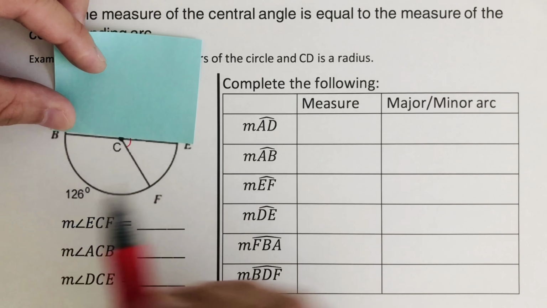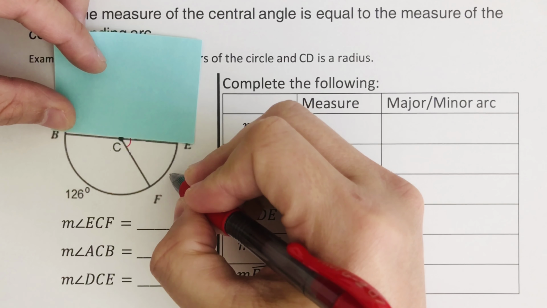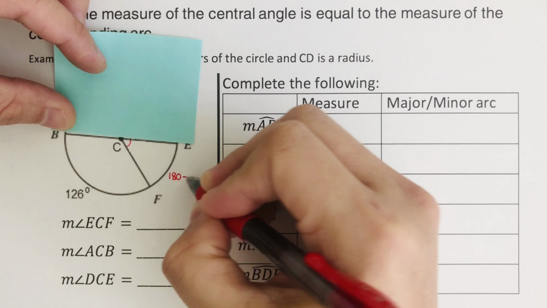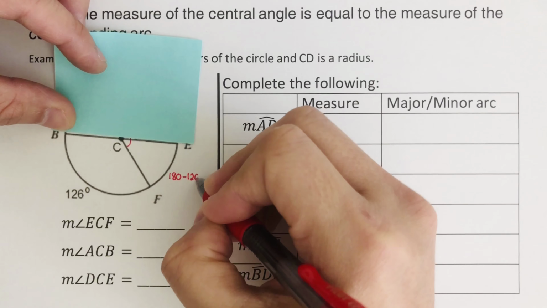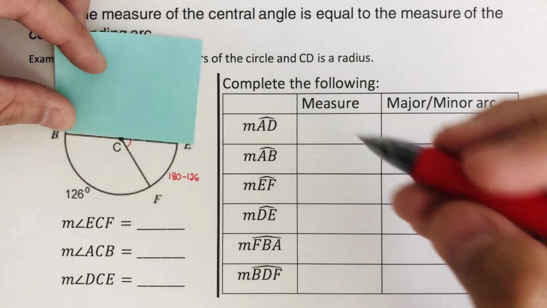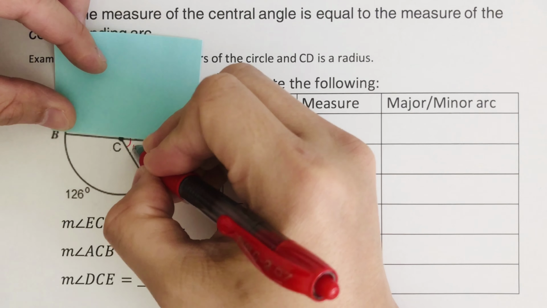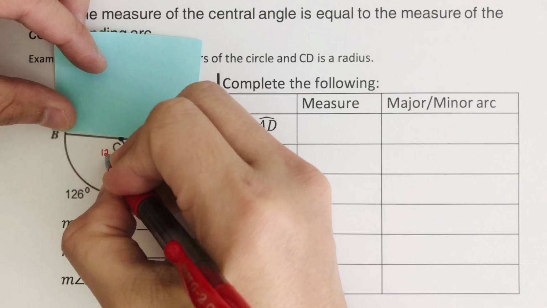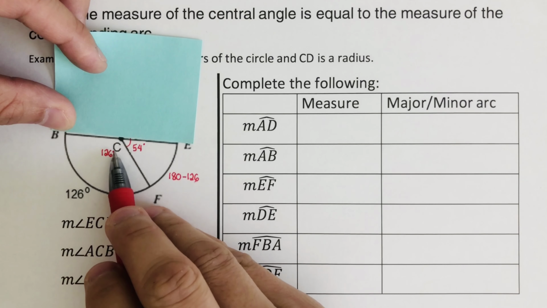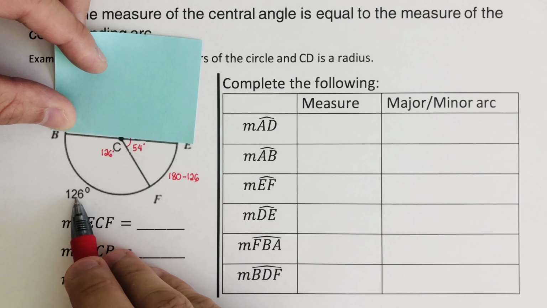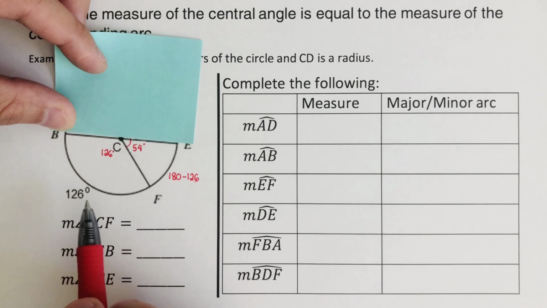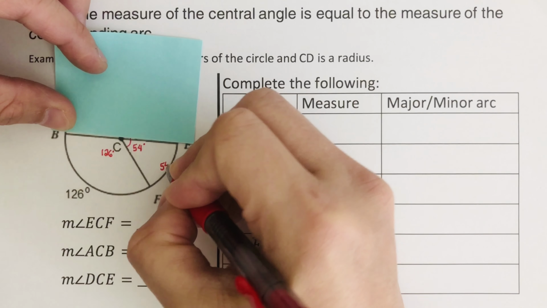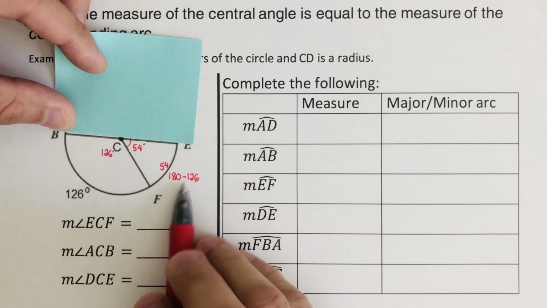So then that means in order to get the measure for this, since half a circle is 180, I go ahead and subtract 126 from 180. So that's 180 minus 126 would be 54. So this is 54 degrees. And this one right here is also 126 degrees, since both the central angle and its intercepted arc are equal. So this is 54. So the arc would also be 54. And that is again 180 minus 126.